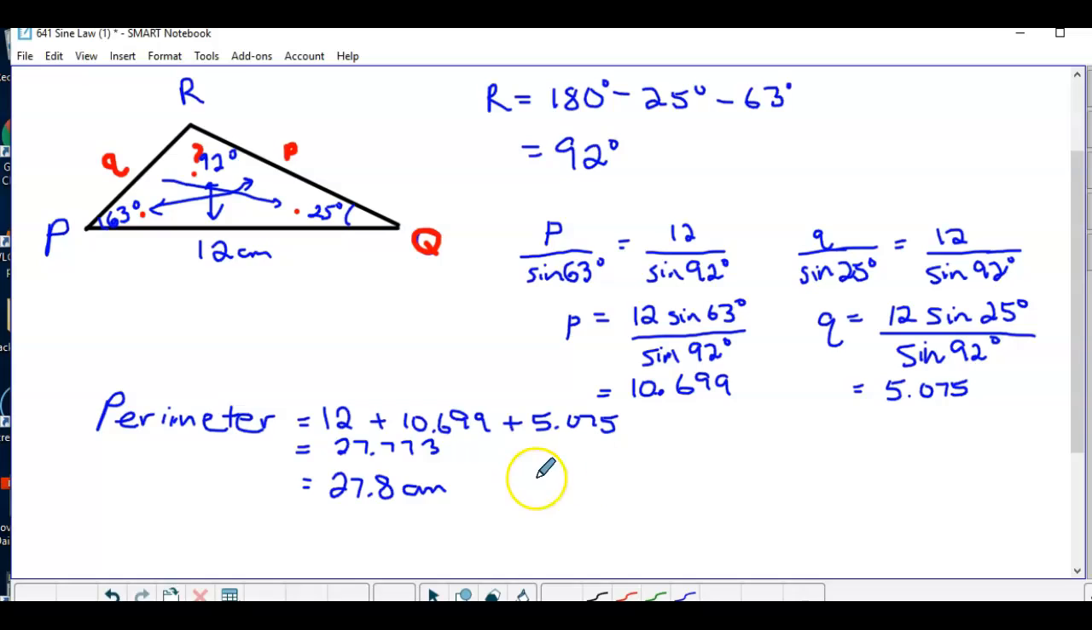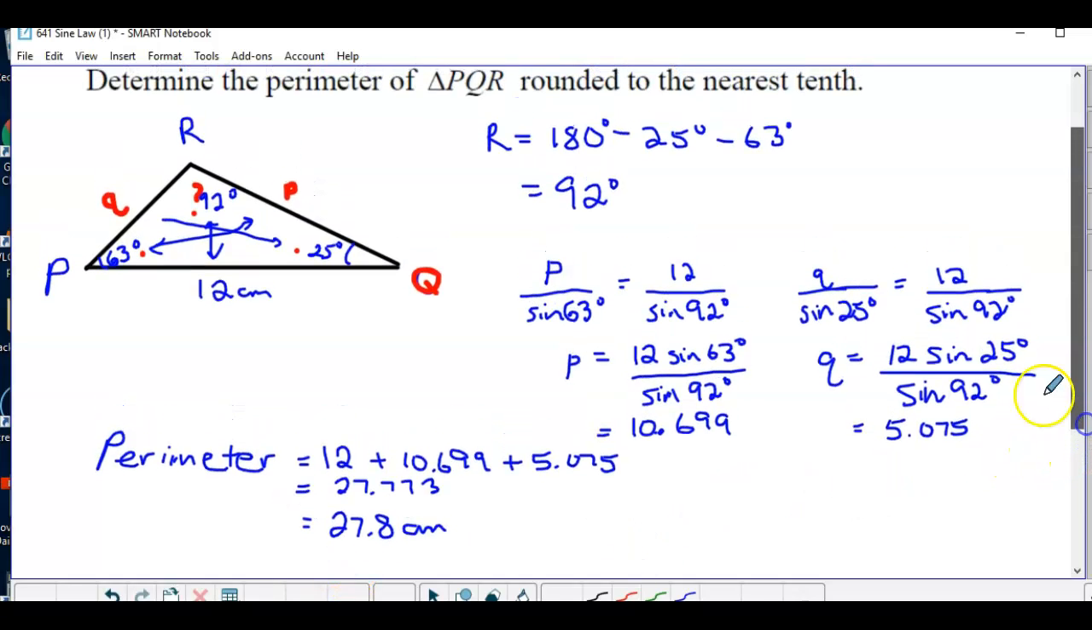Now what you could do as well is you could go right away perimeter 12 plus, and in your calculator put this plus and then put this, okay, to get it all in there rather than doing it separately like I did. Okay, but that's basically solving a triangle, because we had to find every angle and every side, and then calculating the perimeter.